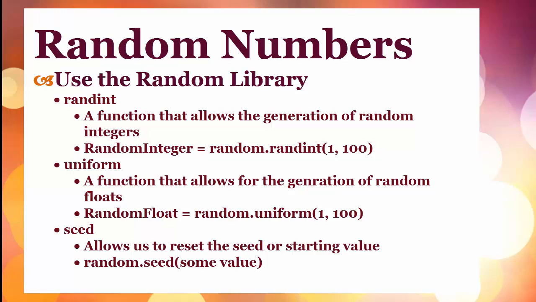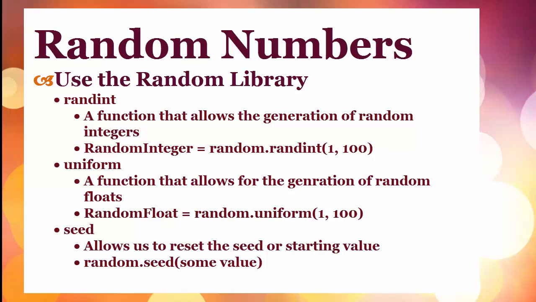So randint allows us to generate random integers. If you look at the bullet where I say random integer equals, you can notice the dot notation is used again. The first number in parentheses, the 1, is where we start, and the last, 100, is where we end, and those values are inclusive. Uniform allows us to generate random floating point numbers, and that function works the same as randint. Seed allows us to reset the starting value.